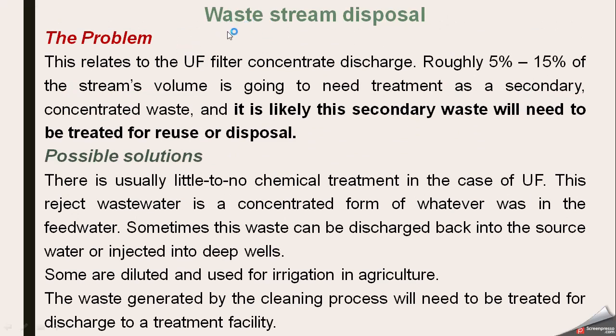There is another important problem, which is waste stream disposal. What is the problem basically? This problem relates to the UF filter concentrate discharge, that is reject. Roughly 5 to 15% of the stream's volume is going to need treatment as a secondary concentrated waste, and it is likely this secondary waste will need to be treated for reuse or disposal. Basically this is a reject or concentrated waste of ultrafiltration. This is the secondary waste and needs some treatment for reuse or some proper disposal.